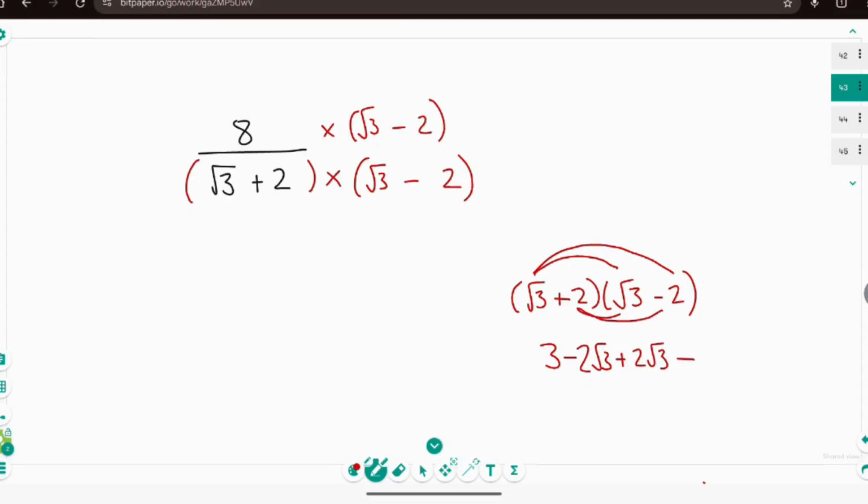Positive 2 times negative 2. Positive times negative is negative. 2 times 2 is 4. Right, let's simplify. 3 take away 4 is minus 1. As you can see here, minus 2 root 3 plus 2 root 3 is 0. So it cancels out. So our denominator is minus 1. Let's check out the numerator.